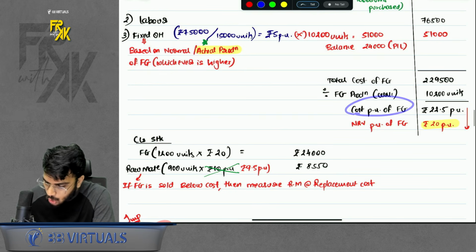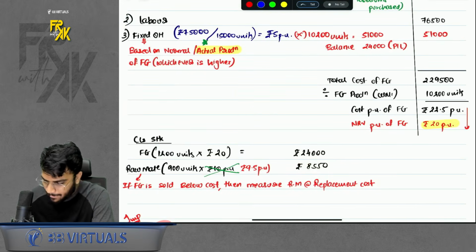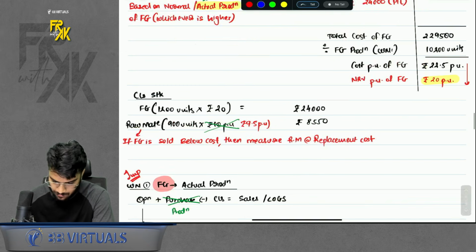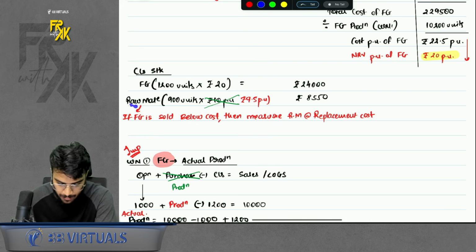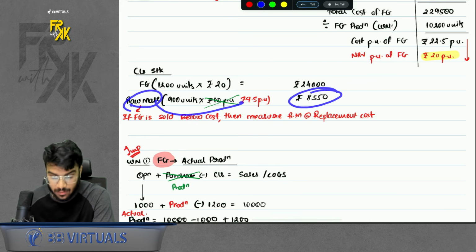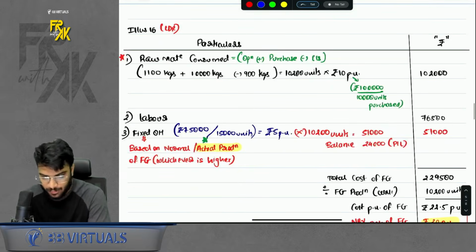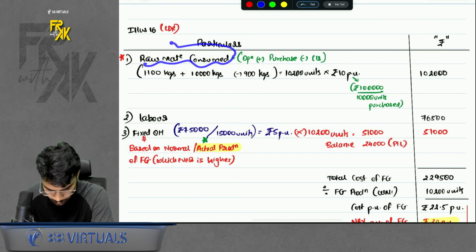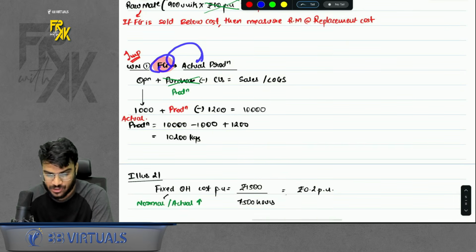Now you get the cost per unit as 22.5, but in the question NRV is also given, NRV of FG is given as 20. So we will value at 22.5 or 20, whichever is lower. So we measure at the lower amount. Because FG is measured at lower of cost or NRV, remember RM will be measured at replacement cost. So do that. Done with this part. Clear? So what are the 2 important points? The first point is RM consumed calculation, and the second important point is FG actual production calculation.